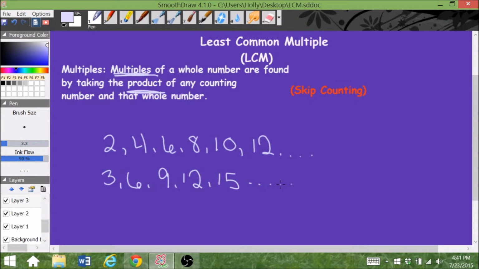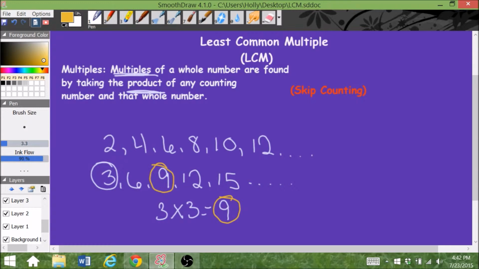Now, I don't have to skip count to know that something is a multiple. If I wanted to find a multiple of 3, any multiple of 3, I can take 3 times any whole number and it will be a multiple of 3. So if I said 3 times 3, well, that's 9. 9 is a multiple of 3. If you notice, 9 is 3 times 3. It is also in our multiples list.